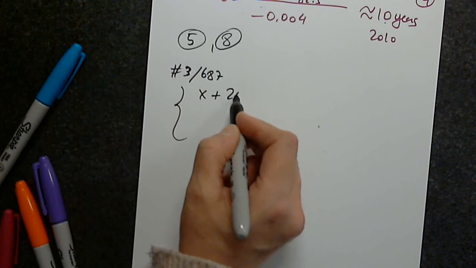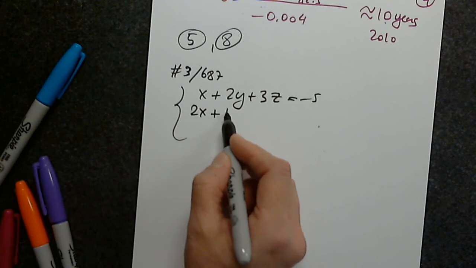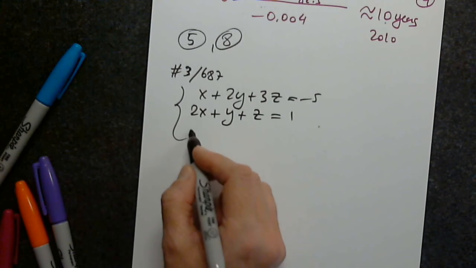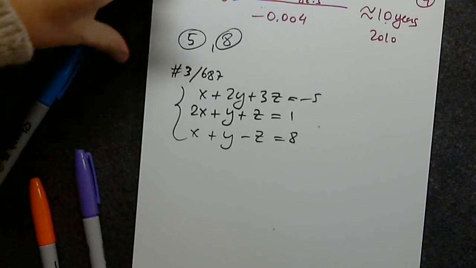And we have x plus 2y plus 3z equals negative 5. And we have 2x plus y plus z equals 1. And then x plus y minus z equals 8. Would you like to get it started? So you want to work on it for a minute, or you want me to start with you? It's up to you. Yes, we have to write the augmented matrix.